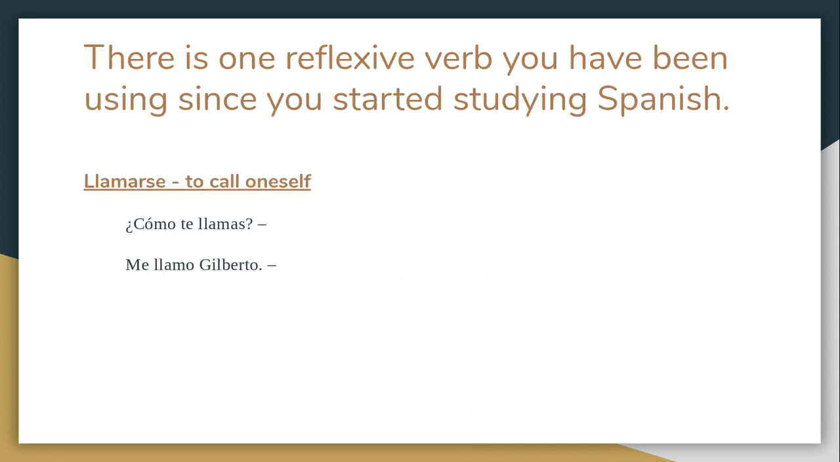There is one reflexive verb you have been using since you started studying Spanish, llamarse. You probably remember on the first day of Spanish class, your teacher asked you a question, ¿Cómo te llamas? And you learned to respond with me llamo and then your name. For example, me llamo Gilberto. And since you are the one calling yourself a name, then that means that verb is reflexive because you're the one that's calling and you are the one receiving the action of that verb.